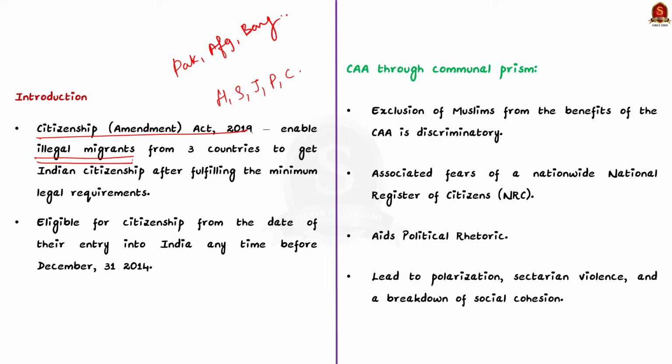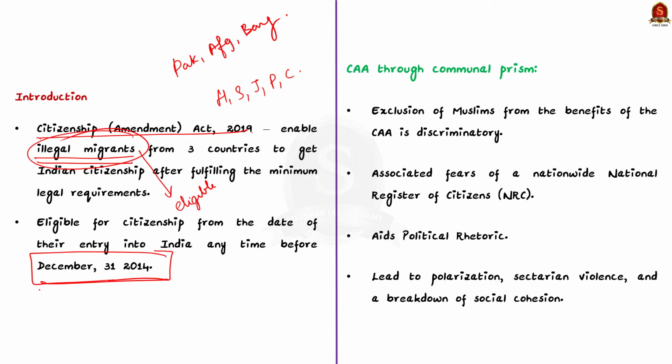Here, illegal migrant is the keyword. It refers to foreigners who enter India without a valid passport or travel documents and stay beyond the permitted time. Illegal migrants can be deported or jailed, but the Act makes them eligible for citizenship from the date of their entry into India any time before December 31, 2014. So this is a general introduction about the Citizenship Amendment Act of 2019.